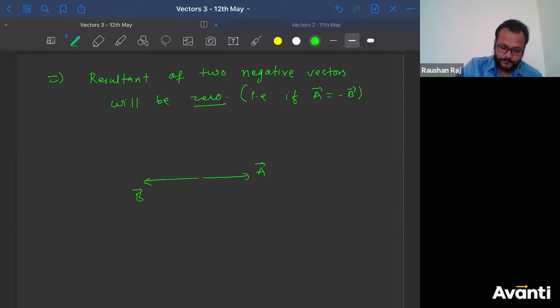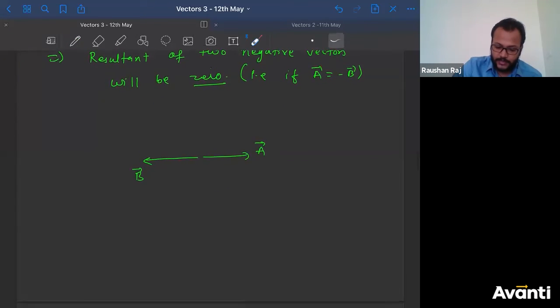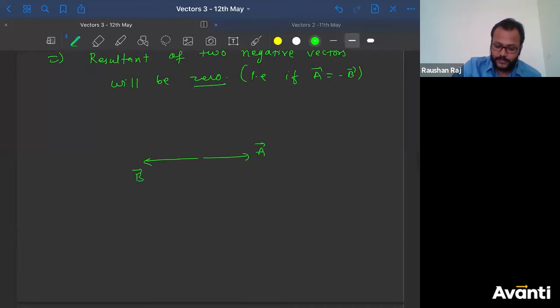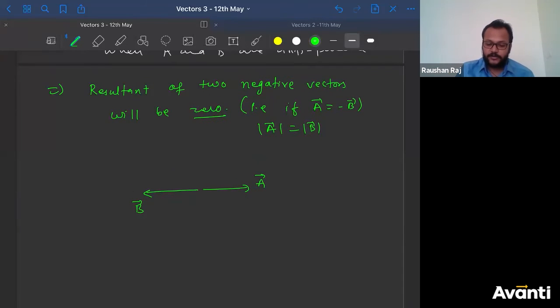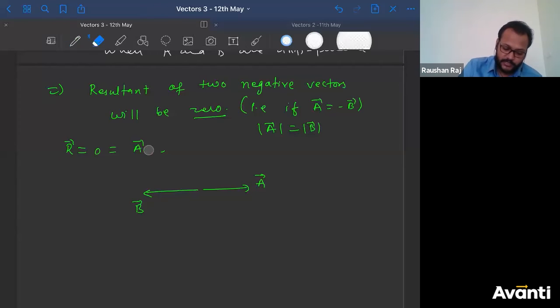Okay? Vector A is equal to minus vector B. What is the meaning of this? That means the magnitude of A must be equal to the magnitude of B. What about the directions? They should be anti-parallel, opposite to each other. That is why I have written here: resultant of two negative vectors will be 0. That means R will be 0 for vector A plus B. When will this happen? When A is minus B. If you put in the value, you will get the answer.